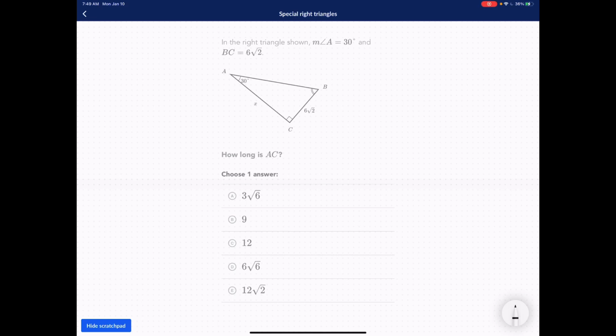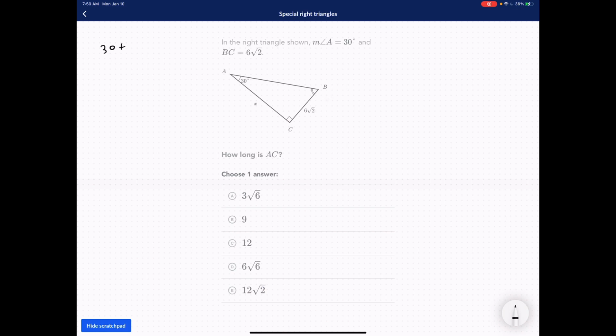Today we will be talking about special right triangles: 30, 60, 90 and 45, 45, 90 degree triangles. As you can see, I'm given this right triangle and it seems like a special right triangle because this is 30 degrees. And if this is 30 degrees and this is 90 degrees, then I know that this is 60 degrees. Why? Because every interior angle of a triangle must equal 180 degrees. So 30 plus 60 plus 90 is in fact equal to 180.